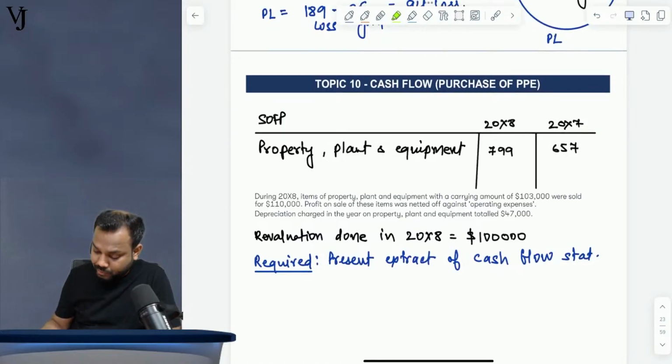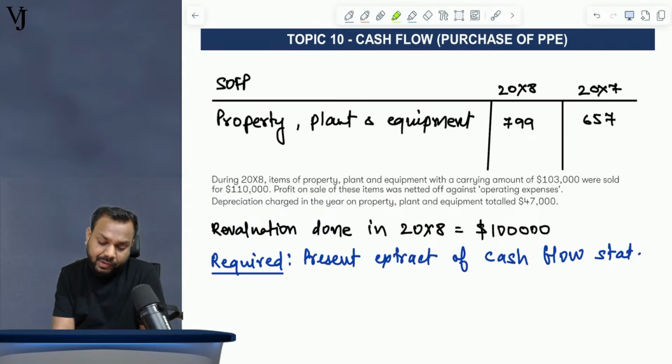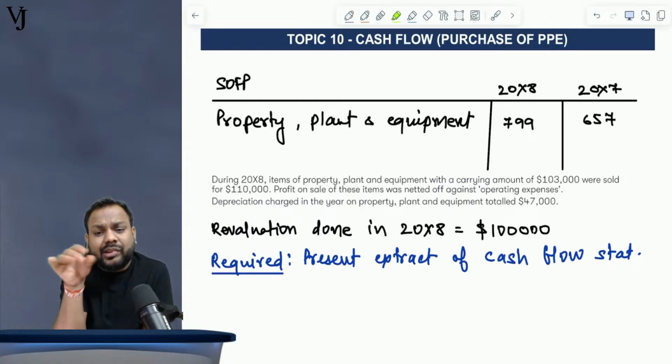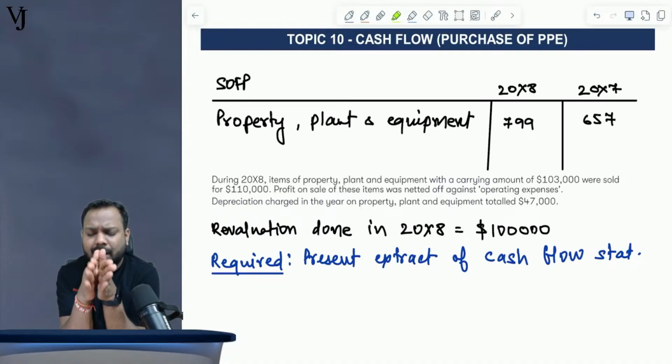Now, topic number 10 is from cash flow statements. At FR level and at SBR level, both, cash flow does become an important topic. But cash flow at FR level, generally I have seen, is not tested full-fledged. So far it has not been tested full-fledged in the exam. Yes, it is tested as part of section A or section B, or an extract of it in section C. In cash flow, I have seen students are able to fairly deal with it, but at some point they do struggle.